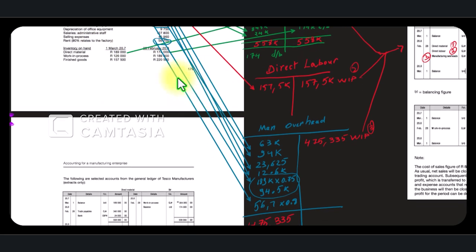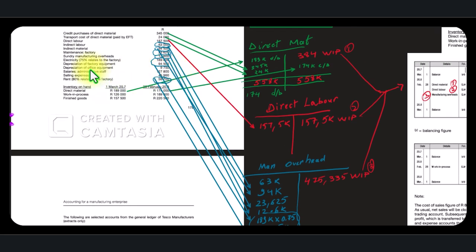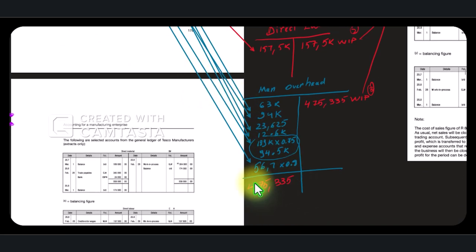Do we need to take the depreciation of factory equipment? Absolutely, because this is for the manufacturing. But we are not going to take into account depreciation of office equipment. That we will not take into account because it's unrelated to the manufacturing. The salaries of the administrative staff will not be taken into account because it's not related to the manufacturing. The selling expenses will not be taken into account because they are not related to the manufacturing. So, all right, this provides us a total, and this total will be allocated to the work in process.